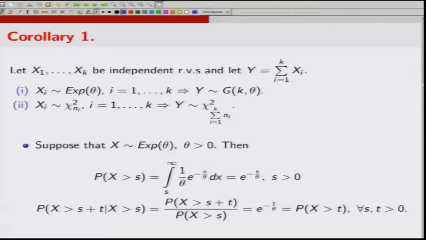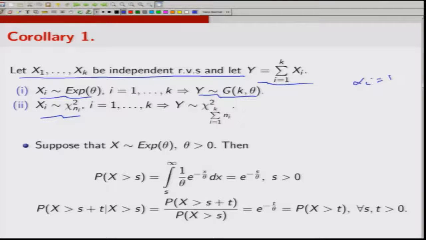Which is what it says, that X1, X2, ..., Xk are independent random variables, and suppose Y is the sum of the Xi's. If Xi is exponential, that means each alpha i is 1, then Y would have gamma distribution with summation alpha i equal to 1 added k times, so k, theta. If Xi is chi-square n i, which is gamma with theta equal to 2, alpha equal to n by 2, that means alpha gets added, so that becomes summation n i by 2. So, the degrees of freedom is summation i equal to 1 to k of n i.